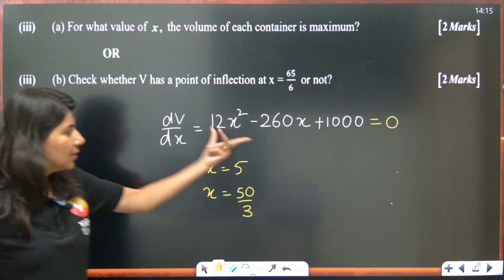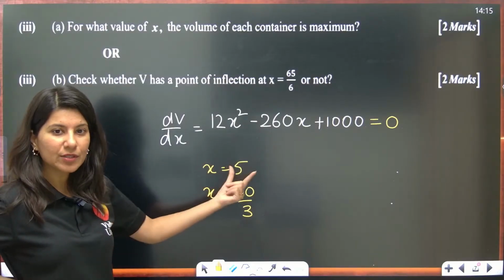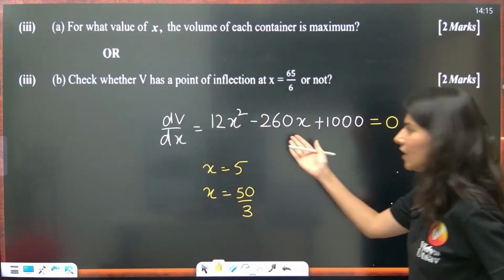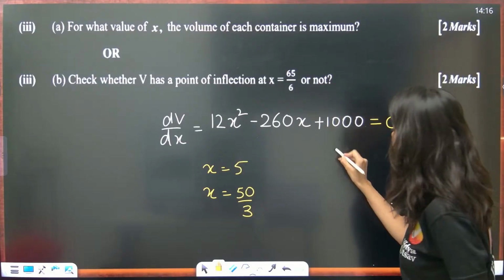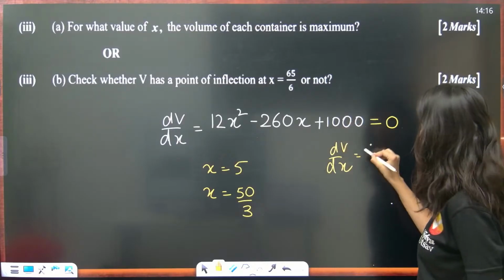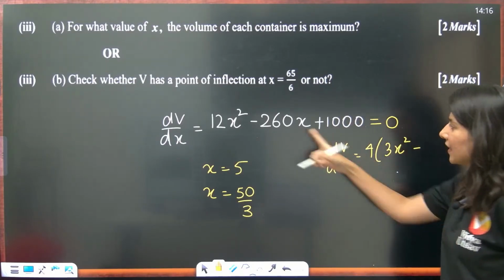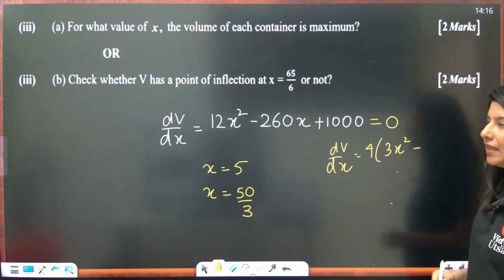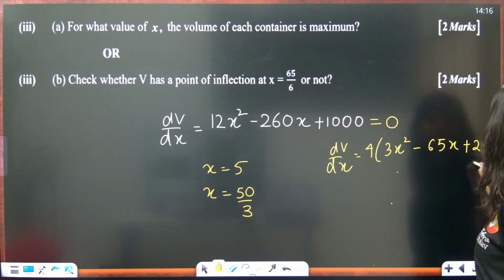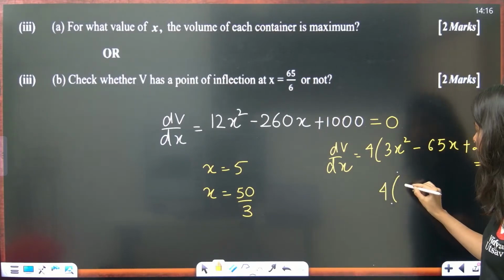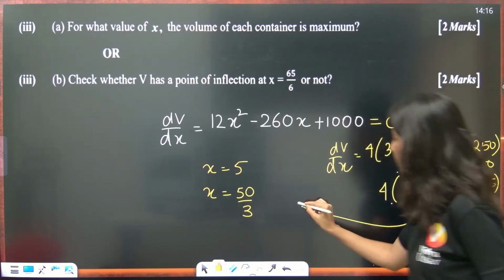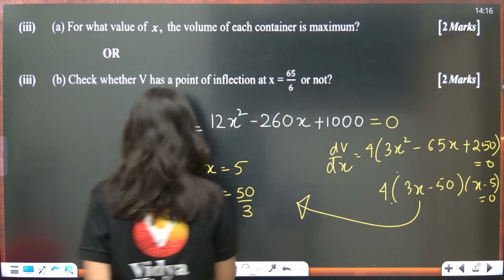If you solve this equation, you will get x equals to 5, x equals to 50 by 3. Correct? Let's take 4 out of this. So 4 will be there, 3x square minus half of 130, that is 65x, and plus 250 equals to 0. So 4 times this is (3x minus 50) and (x minus 5) equals to 0. So from here you will get these 2 points. These 2 are critical points, correct?